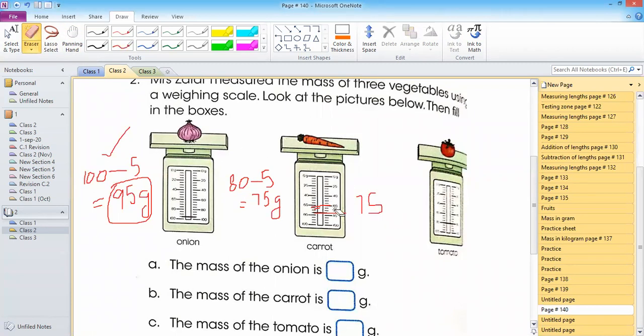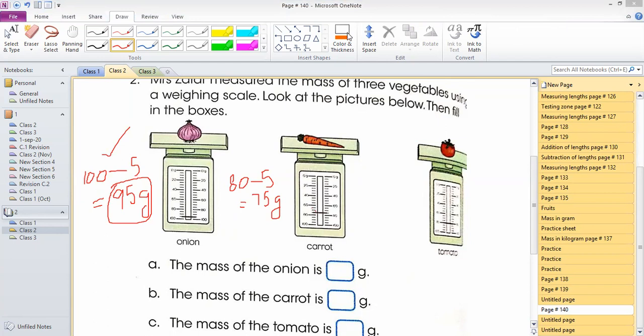Again I repeat, as you know, every one interval is equal to 5 gram. So this is one interval before 80. You can minus 5 from 80 because one interval is equal to 5 gram, or from 60 you can count in 5. This is 65, this is 70, and this is 75. In both ways the answer will be 75 gram.